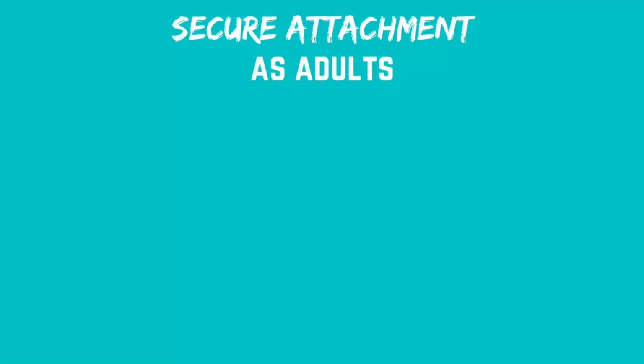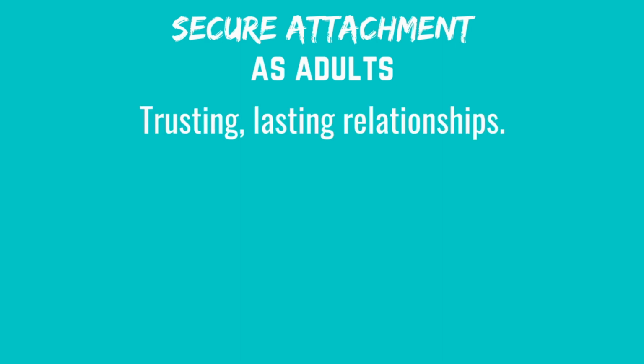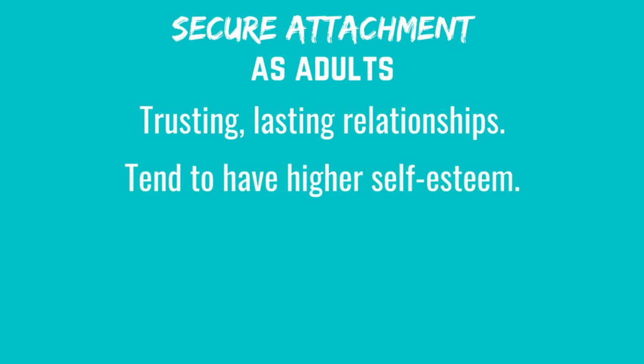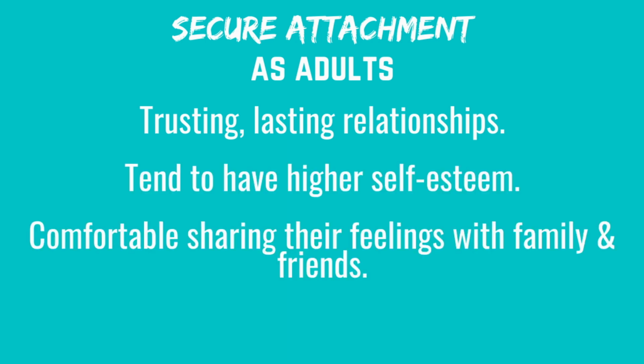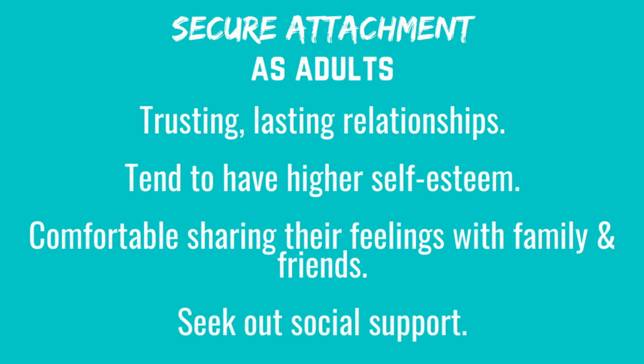Now when we look at these children growing up, we see that they enter into trusting, lasting relationships. They tend to have higher self-esteem. They tend to be more comfortable sharing their feelings with friends and partners, and they also seek out social interactions. And to an extent, these children are socially competent, and they seem more confident than the other three attachment styles.